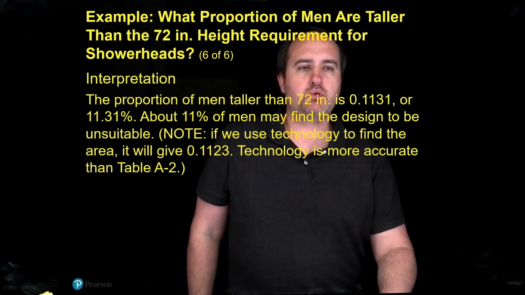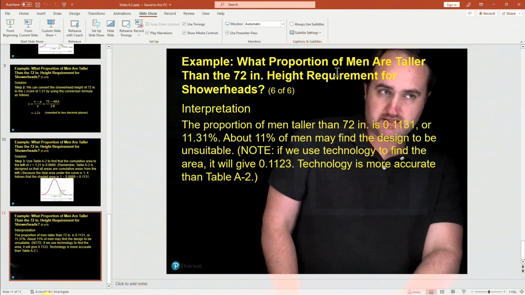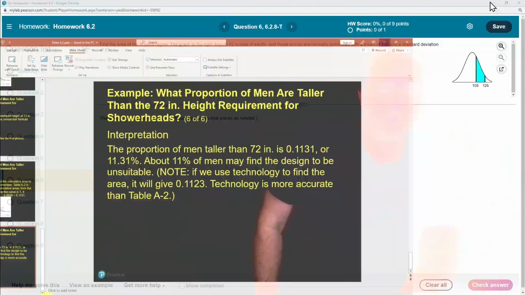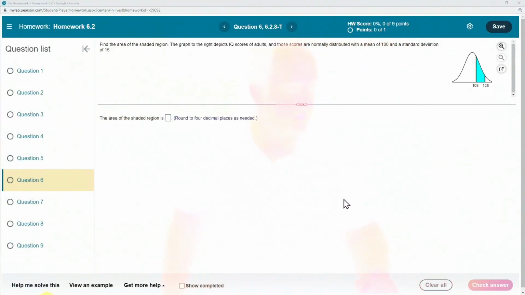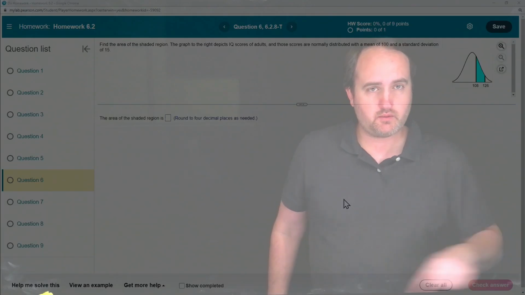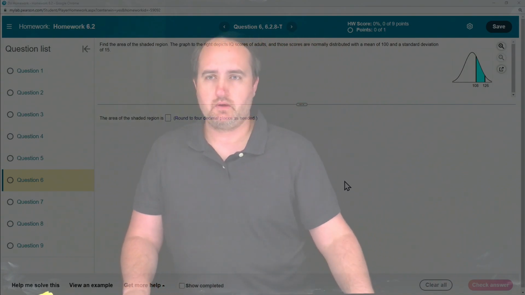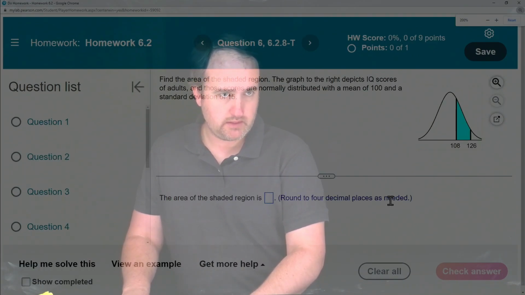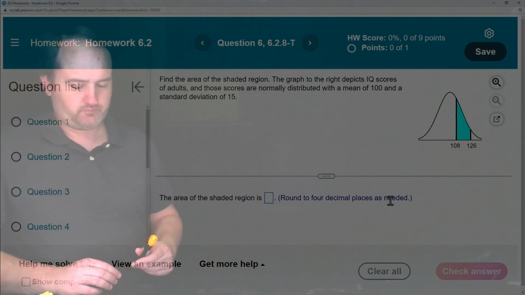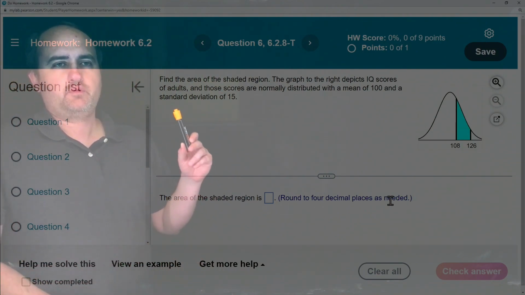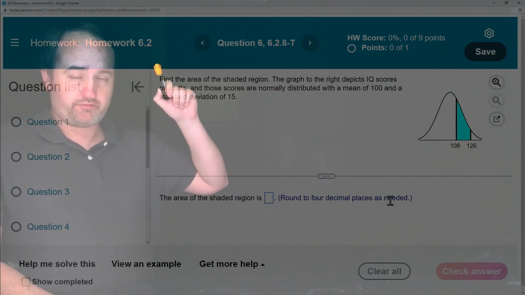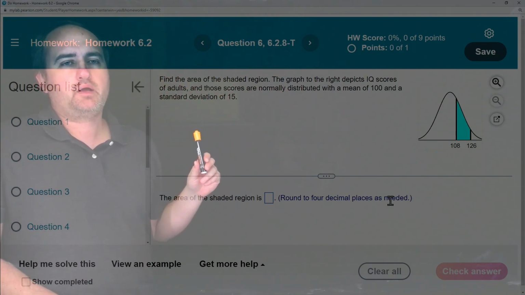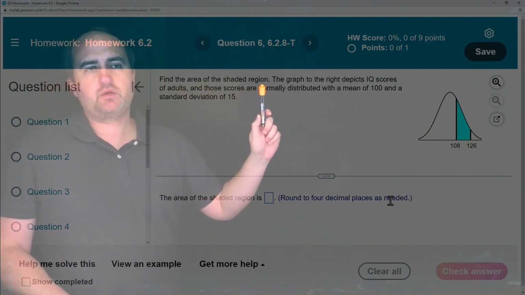So in our next example, I did want to take a look at one of your homework problems so you can see how we're going to interface with MyMathLab. All right, so actually let me switch the view here. There we go. Okay, so looking at this, if I zoom in, that will probably help so we can actually read it. This is question number 6 on your homework from 6.2. We want to find the area of the shaded region.